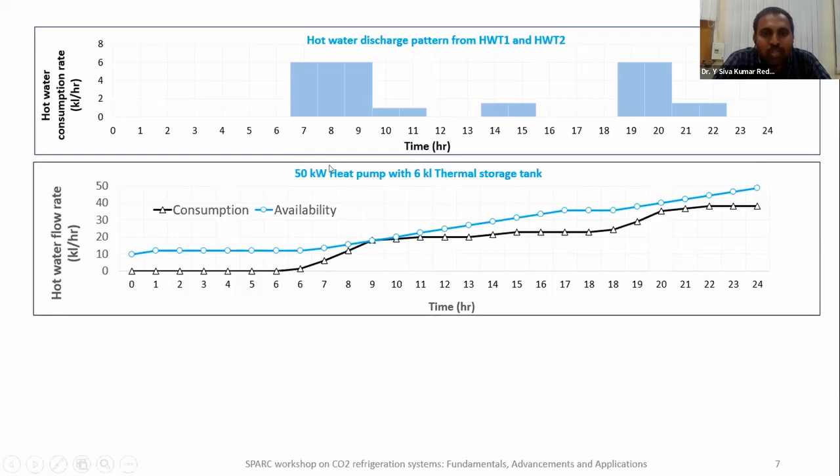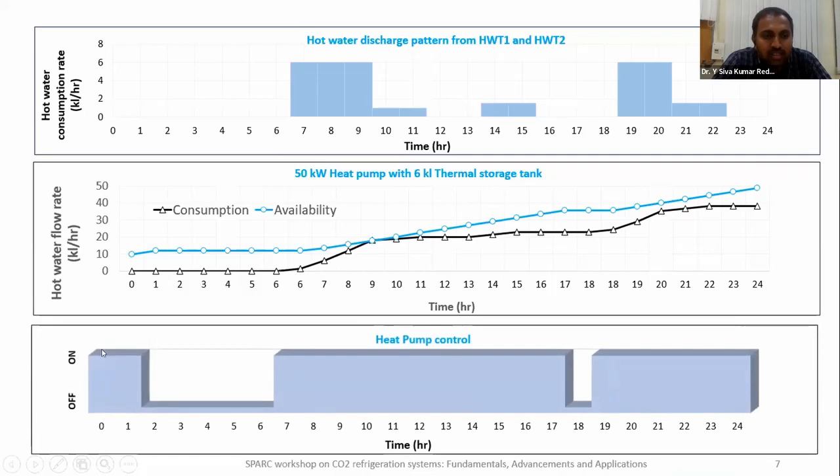So this is the optimum size of heat pump as well as thermal storage tank, which will exactly suit the requirements. So this is how we can match, and this is the heat pump control strategy. Normally this is the peak time. Whenever hot water is being consumed, automatically the heat pump will switch on and it will continuously supply hot water to the thermal storage tank.